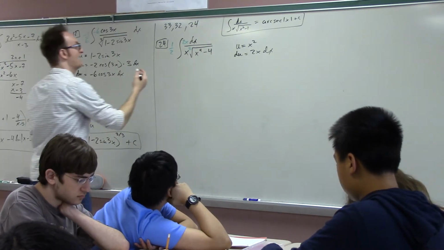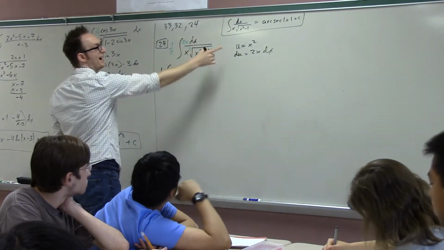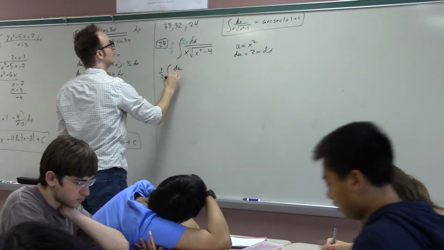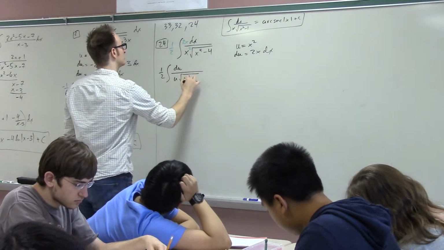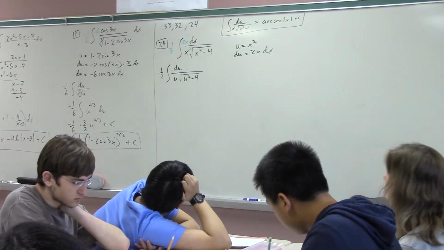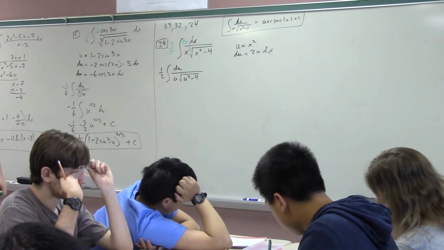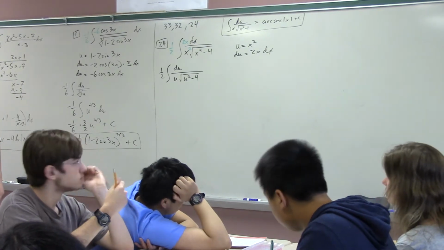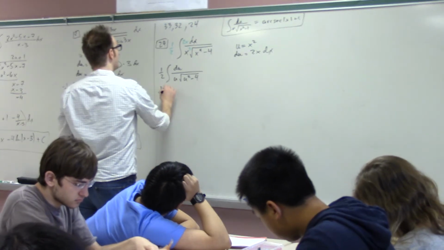Now suddenly everything is good. This is 1/2, the top is du, and the bottom is u root u squared minus 4. And now I have it in arc-secant form, except for the 4, of course. So now I just have to deal with that. Are you guys with me? Okay, but I still do have to deal with the 4, so let's deal with that.